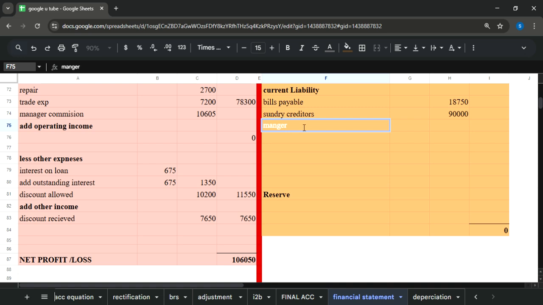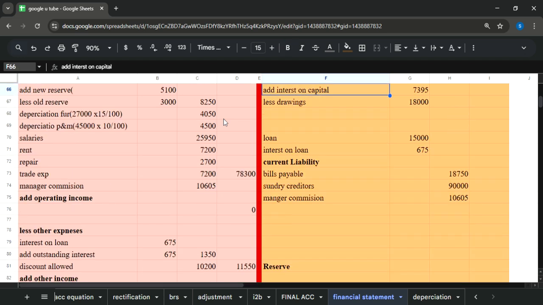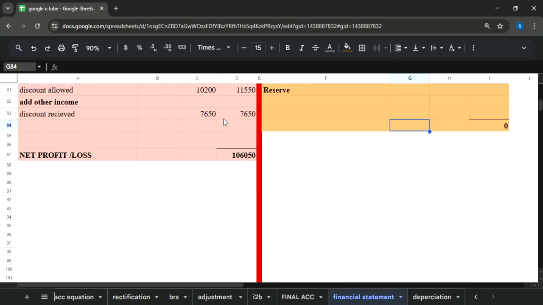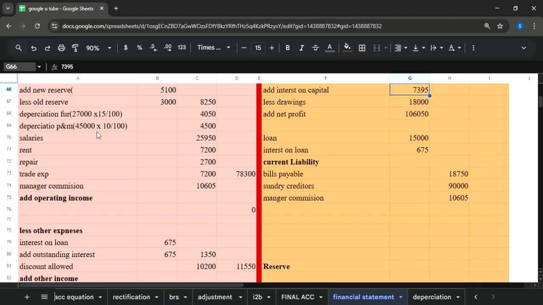So you will go to current liability side. Commission was not paid yet. And here you will write amount of commission which is 10605. Manager commission has been written, and second part you need to put your net profit over here, add net profit, and that was 106050. How we have taken this amount? Look at here, 106050 amount of net profit. This would be added in your capital.